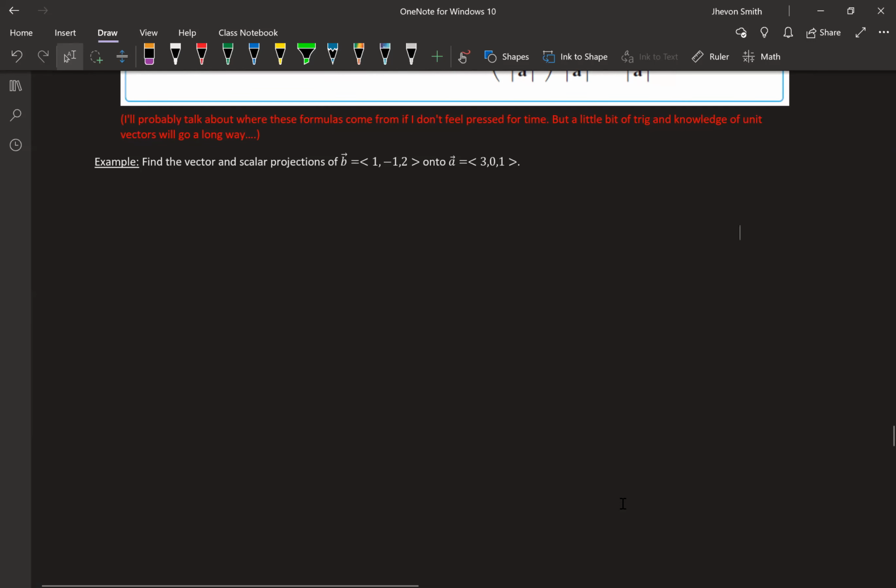Find the vector and scalar projections of B onto A. So here I have a vector B.